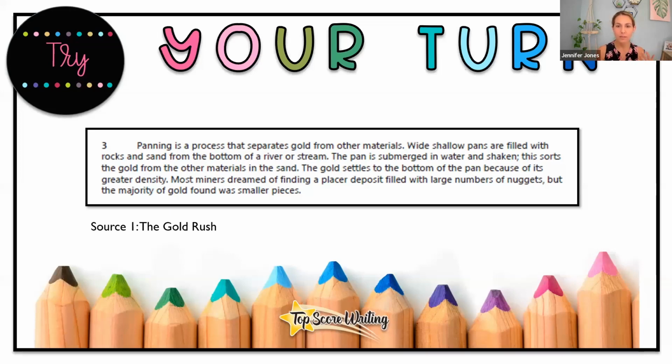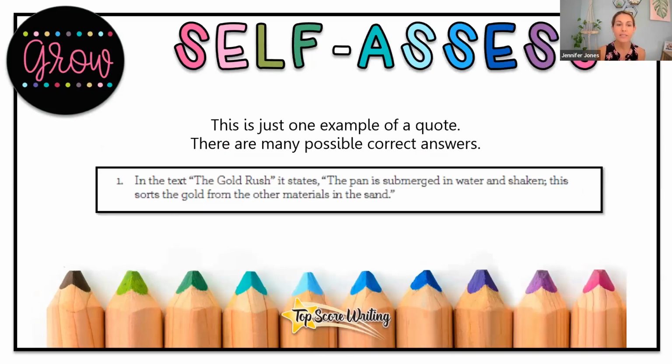First of all, there's 1, 2, 3, 4, 5 different sentences. So you could have picked any of these sentences. Second of all, you could have quoted with EBT or a parenthetical citation. So there's lots of options. Let's just take a look at one correct option.